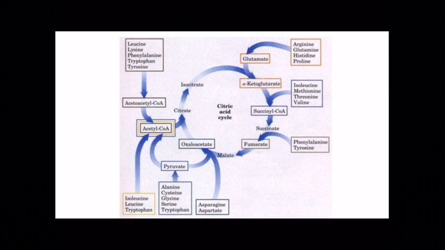So there's lots that we can do with amino acids. We can essentially take our amino acids, turn them into slightly different molecules, and feed them into the Krebs cycle and get ATP out of them. So it's a little more work to do this with amino acids.